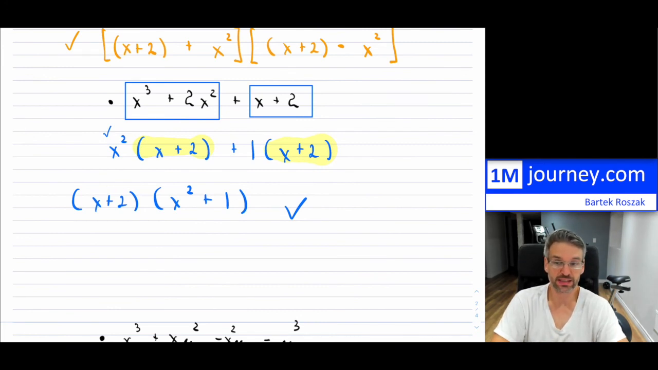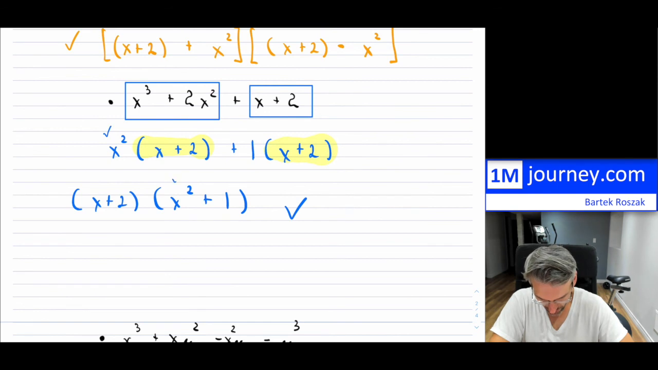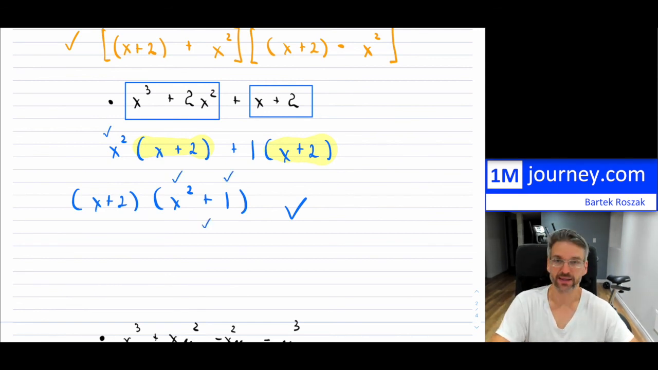Okay, so that's pretty neat. Now this looks very close to a difference of squares, but it is a plus. If it was a minus, then we could actually break it down further, but it is a plus, so we can't really do anything else. All right, so that's the grouping that you would see in this example.